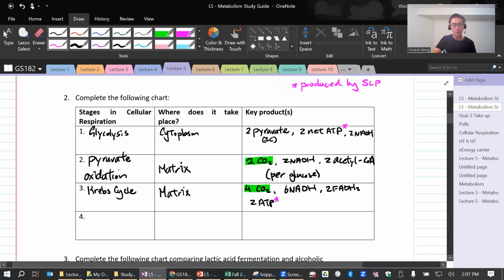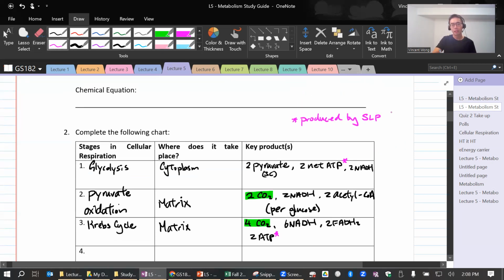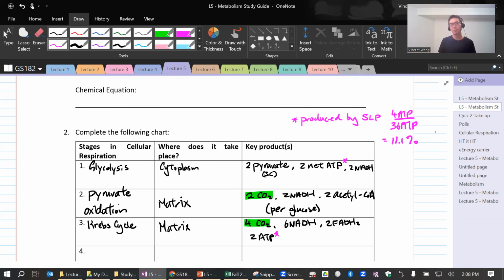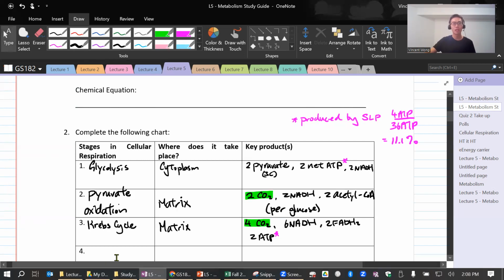Gonna put a star here as well. These 2 ATPs, along with the other 2, are produced by SLP. Right, so that's 4 ATP in total, out of a total of 36, right? So if you do 4 divided by 36, it's 11.1%, right? It's not nothing, but it's not a majority. So a small amount of ATP is produced using SLP. A majority of the ATP are actually produced in step 4 using oxidative phosphorylation.